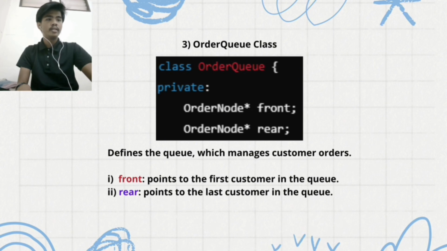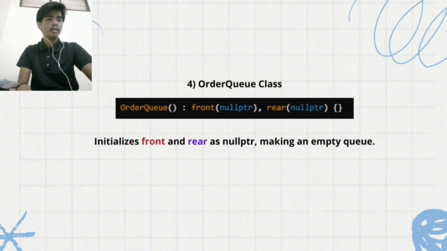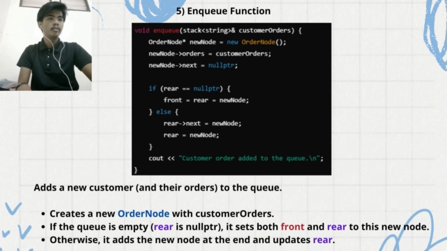This one defines the queue which manages customer orders. The front points to the first customer in the queue, while the rear points to the last customer in the queue. The fourth part is the order queue constructor. It initializes front and rear as nullptr, making an empty queue. The fifth part is the enqueue function. This one adds a new customer and their orders to the queue.